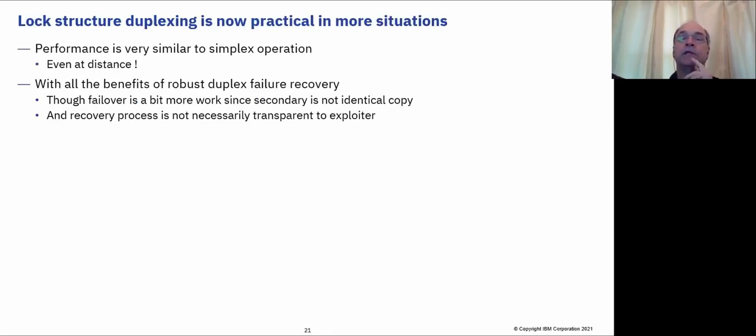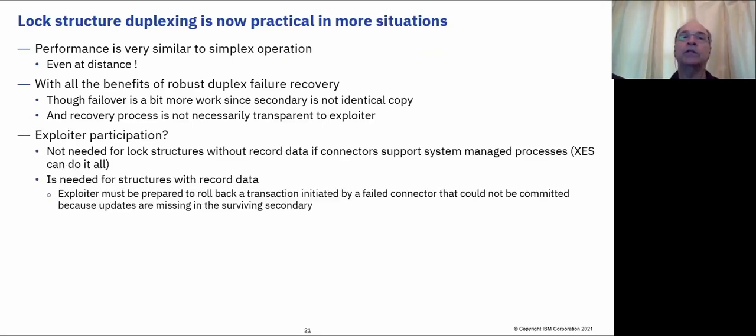Lock structure duplexing is therefore more practical in more situations. We have performance that's very similar to simplex operations, even at distance. We get robust failure recovery, although failure takes a little more work, but the system is doing the vast majority of that. And recovery is not necessarily transparent to the exploiter. Which exploiters need to participate? Well, today there's only one exploiter of lock structure duplexing. It's Db2 and its IRLM.